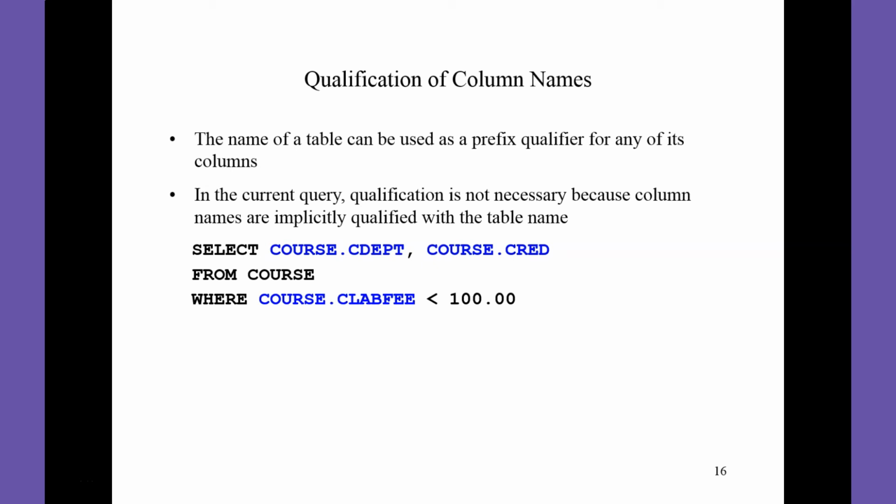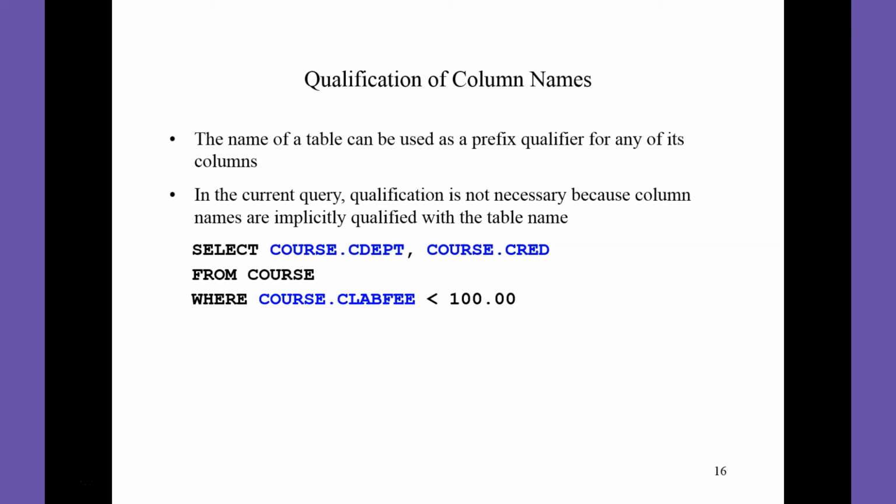The name of a table can be used to qualify the name of a column. If we take a look at this query, we see C department is the name of the column and course is the name of the table. The syntax to qualify a column name is simply table name dot column name. Why would we do this? Well, in this example, because we're accessing only a single table and the column names are unique within the table, it's not necessary to qualify the column names.